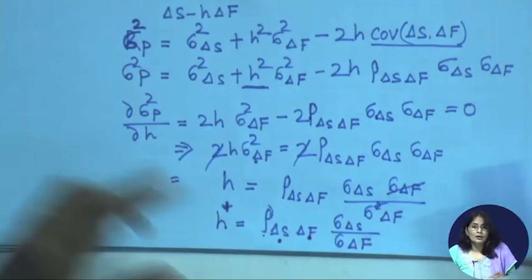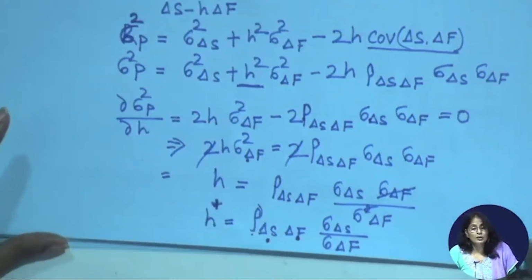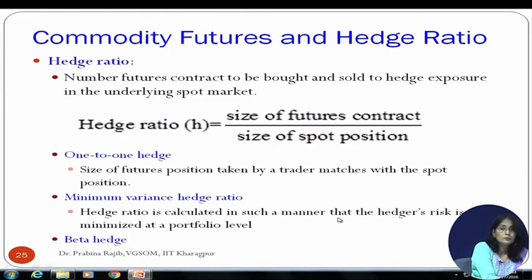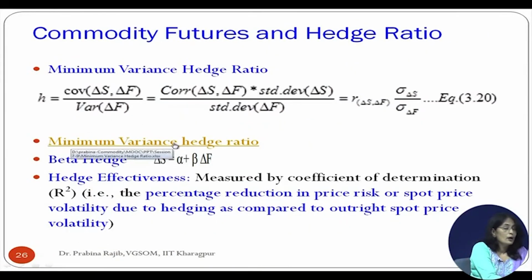Now let's take some real life example to find out how this H is exactly calculated. Now this is the formula as it is mentioned here. H, the minimum variance hedge ratio, is nothing but the covariance of delta S and delta F divided by variance of delta F. So this is what we discussed just now, that is correlation of delta S delta F into sigma S by sigma F. Now let me give you this real life example.